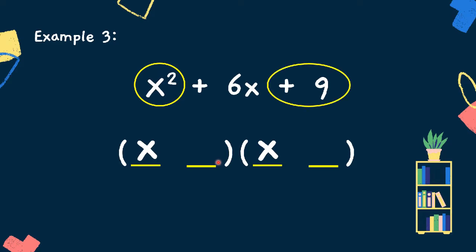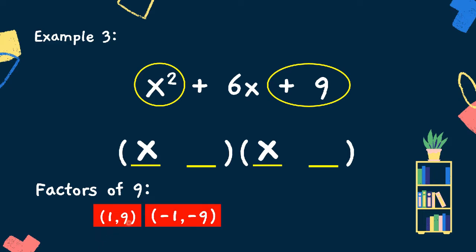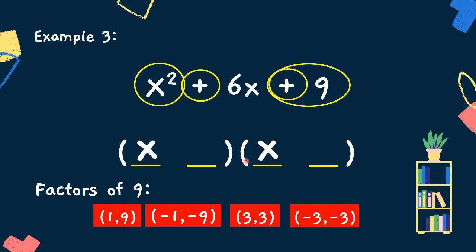Next step, look at your third term. Our third term is positive 9, so we have to identify the factors of 9. These are positive 1 and 9, negative 1 and negative 9, positive 3 and 3, and of course, negative 3 and negative 3. After identifying the factors of your third term, we have to look for the factors of 9 which will give us the middle term of positive 6x.